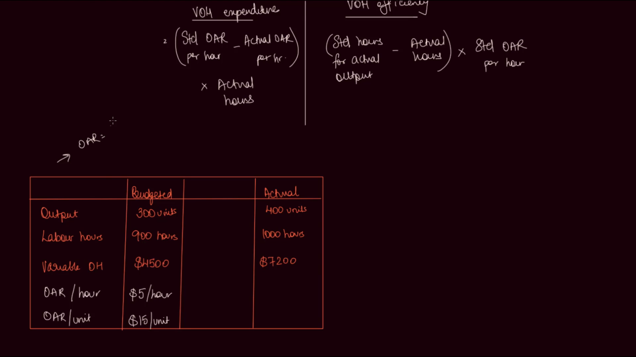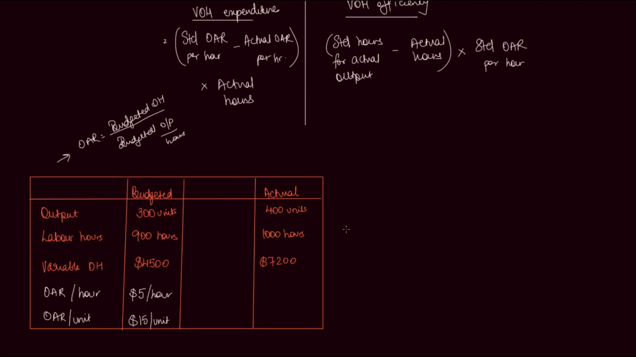If you haven't understood the calculation of this, just refer to the formula that overhead absorption rate is equal to budgeted overheads divided by budgeted output, or budgeted hours, depending on what you're trying to calculate, overhead absorption rate per unit or per hour. I've used this formula to calculate these two numbers.